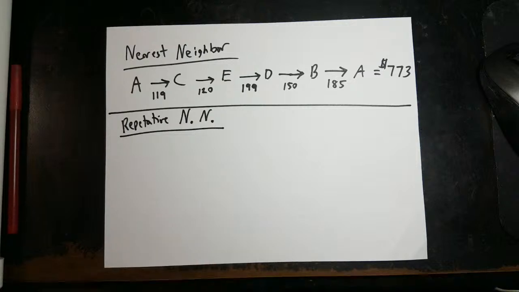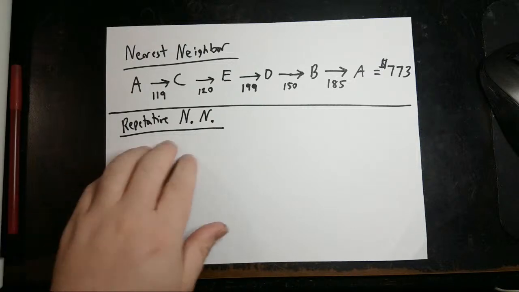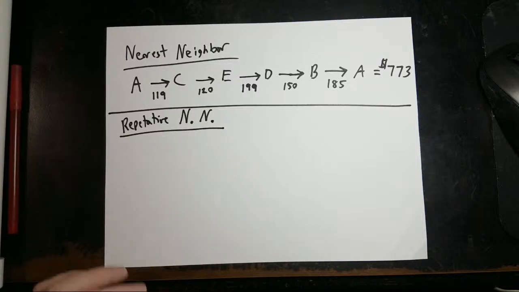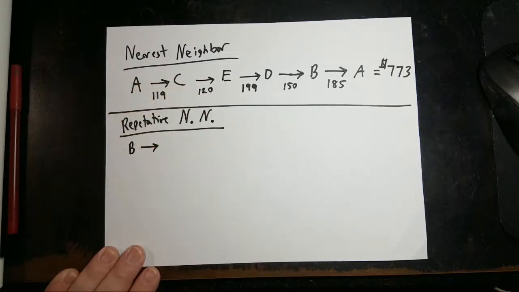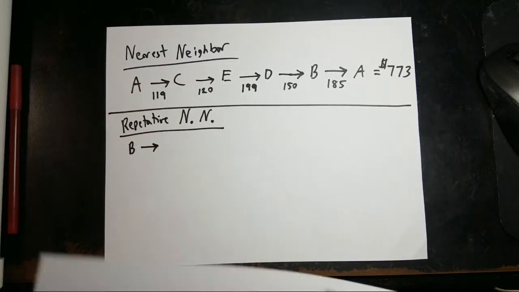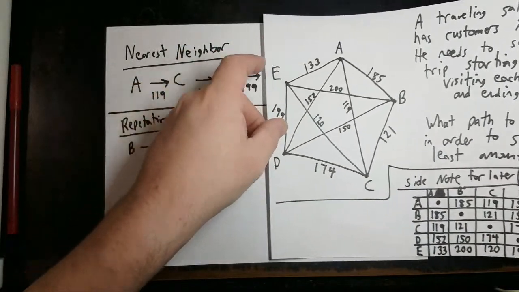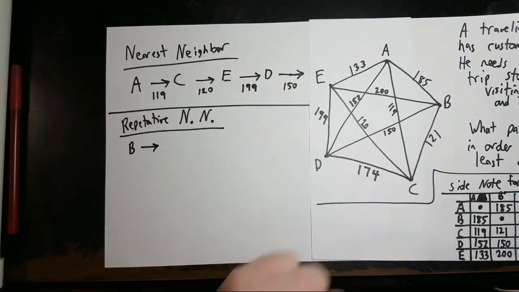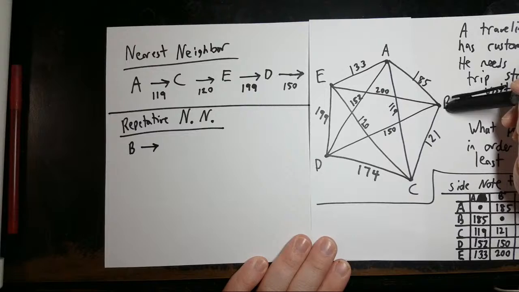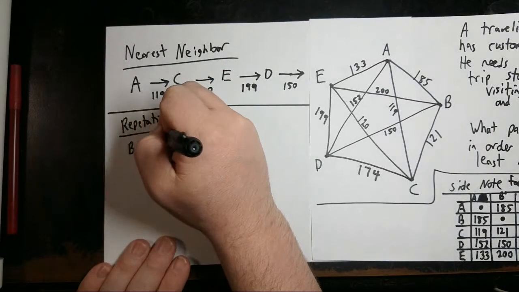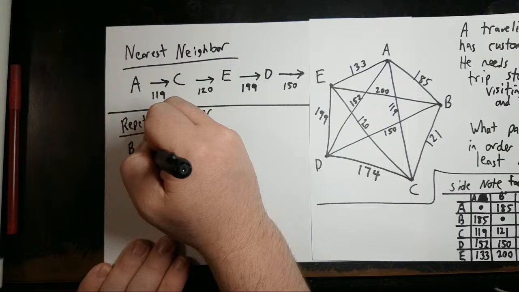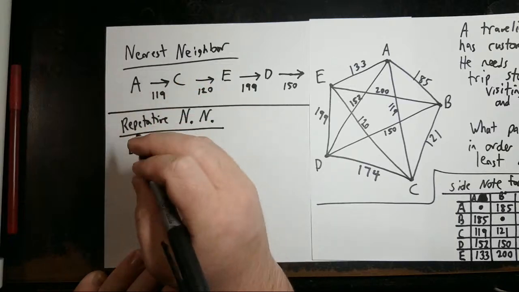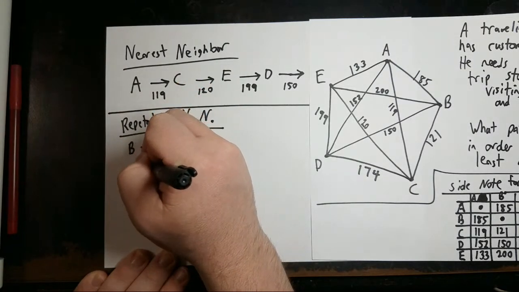I already have A. So I don't have to do A again. But if you were just doing repetitive nearest neighbor from the beginning, you would definitely have to show what A looked like. So I'm going to do repetitive nearest neighbor starting with B. So let's see. If I start with B, the cheapest connection to B is to D, which is 100 and... No, that's not it. No, to C. What am I talking about? To C, it's 121.